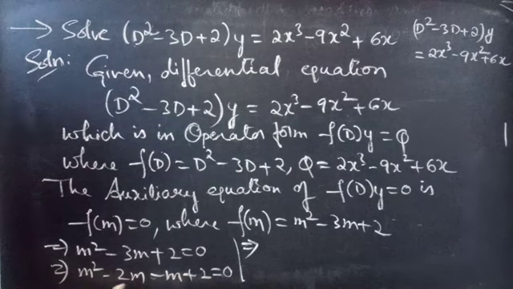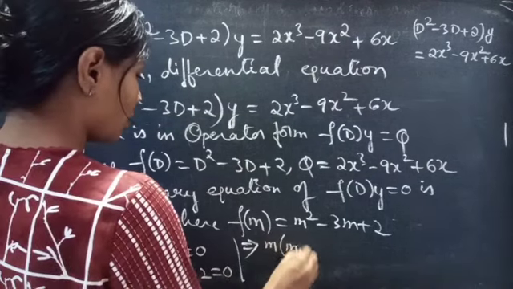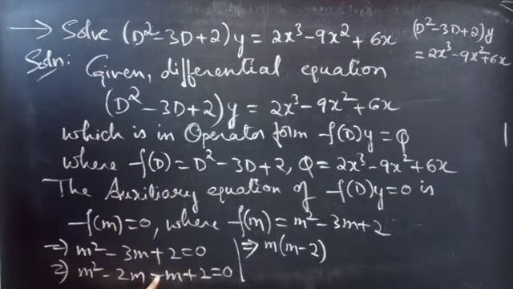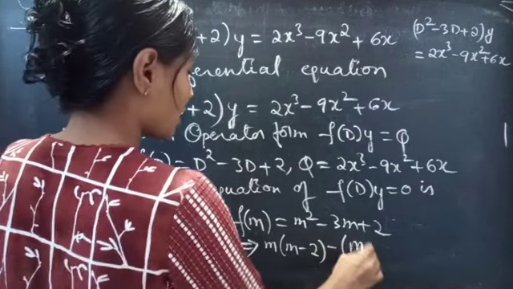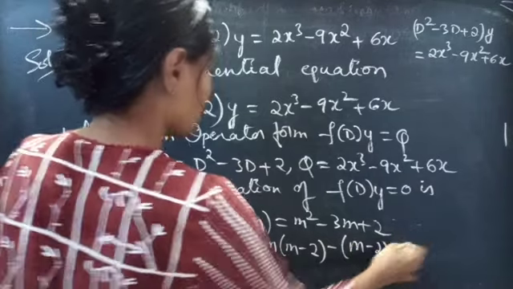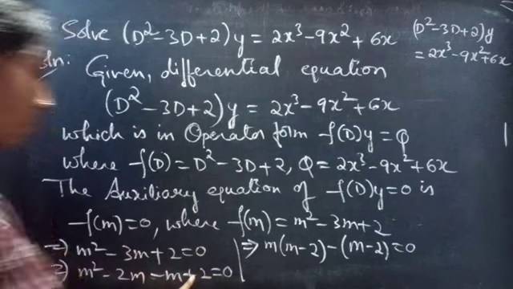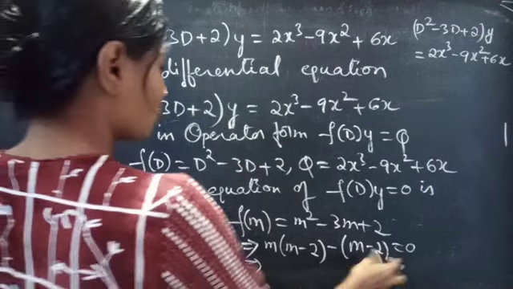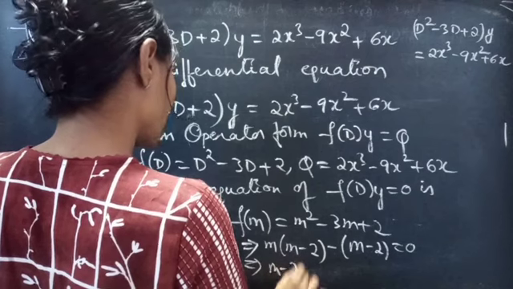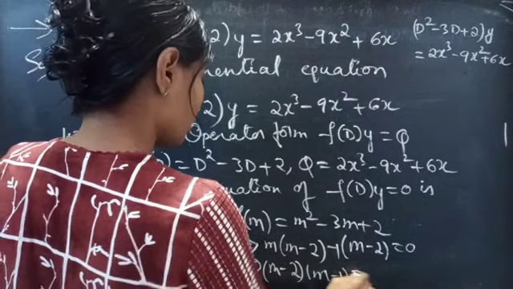Now let's take m common from the first two terms. We'll get m(m − 2), and take minus common from the next two terms, then we'll get −(m − 2) = 0. See, minus into m is −m, minus into minus is plus 2. So if you notice, we are having m − 2 in both the terms. So let's take m − 2 common. We'll get (m − 2)(m − 1) = 0.